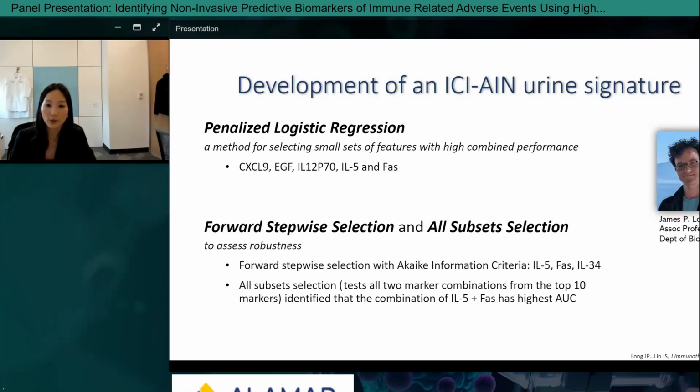Using penalized logistic regression, which is a method for selecting small sets of features with high combined performance, we identified 5 markers. And then using forward stepwise selection and all subset selection, we identified an additional 3 markers using forward stepwise selection and 2 using all subset selection. And what you'll see from this analysis is that IL-5 and FAS continuously show up as top markers for being able to differentiate cases of ICI-AIN versus non-AIN.